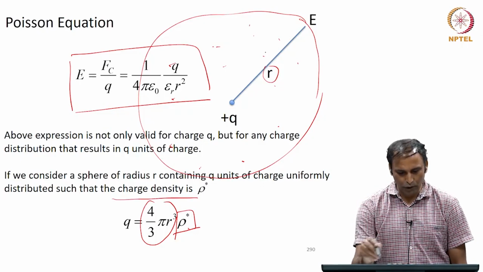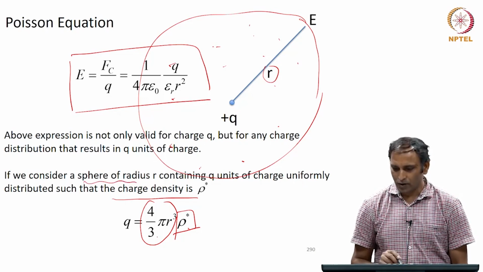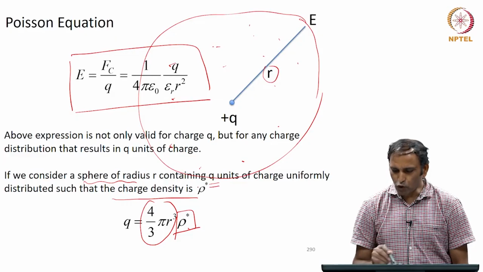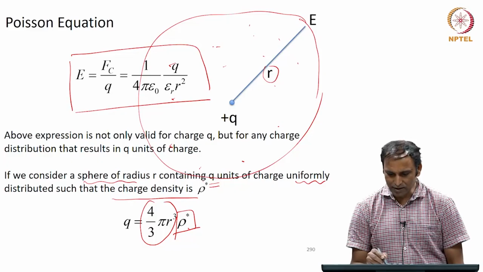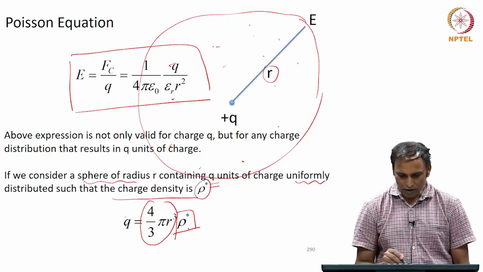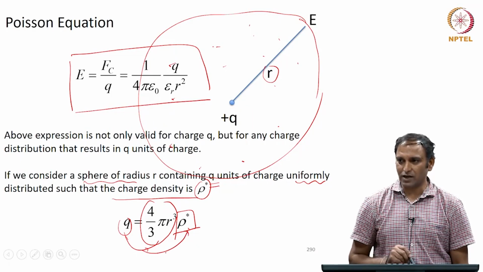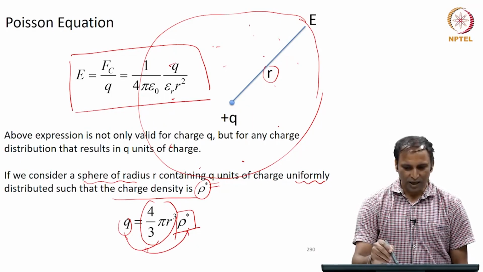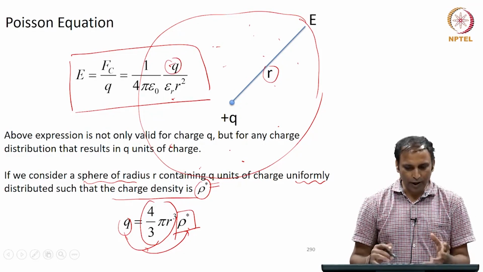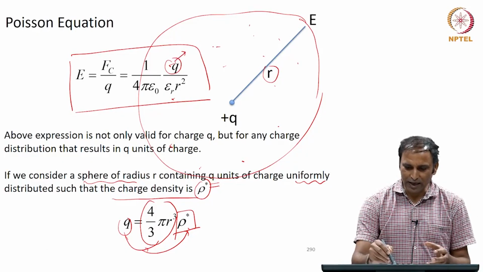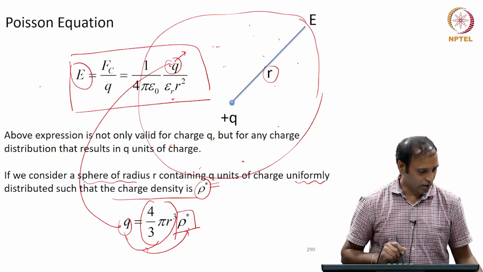So, what we are doing is considering a sphere of radius r which contains q units of charge which are uniformly distributed such that the charge density is rho star. Therefore, this q I can relate to the volume of the sphere and the charge density. Instead of a point charge, if I replace that with a sphere with a certain distribution, as long as the total charge is q, the same expression would hold good. That is what I am trying to mention.